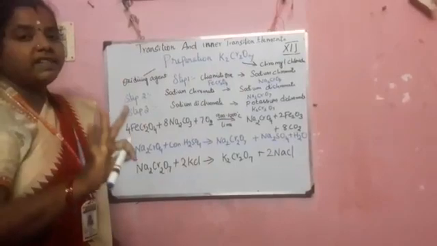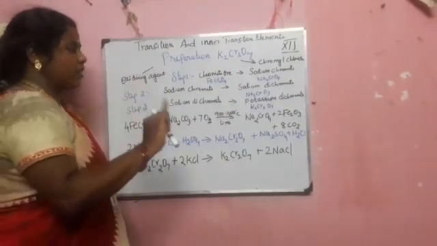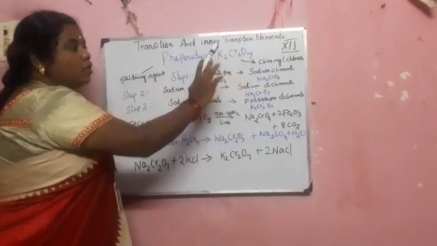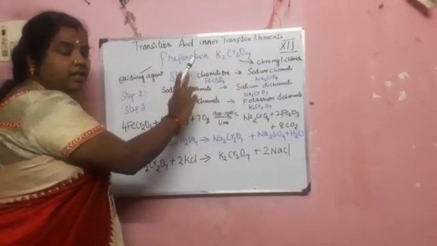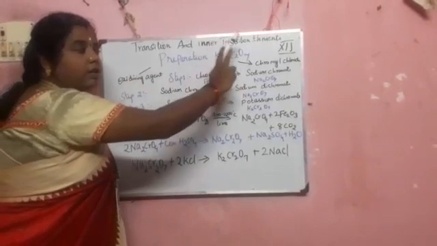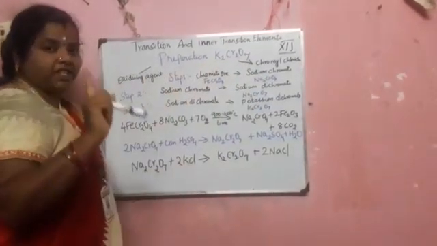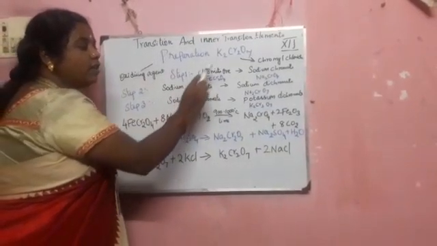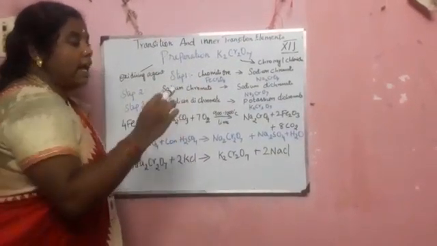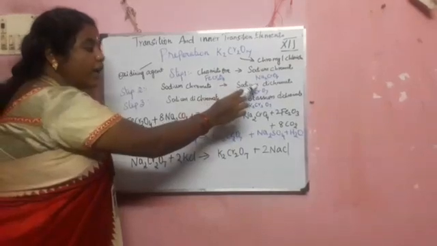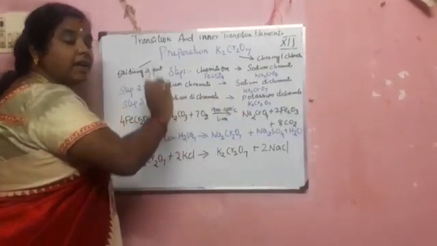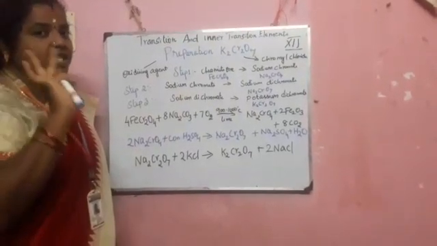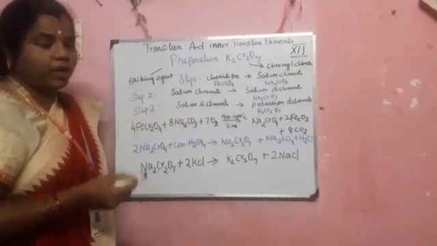There are 3 steps involved in it. In the first step, we take the chromite ore and convert it into sodium chromate. In the second step, the sodium chromate is converted into sodium dichromate, and in the third step, the sodium dichromate is converted into potassium dichromate. These are the 3 steps involved in the preparation of potassium dichromate.